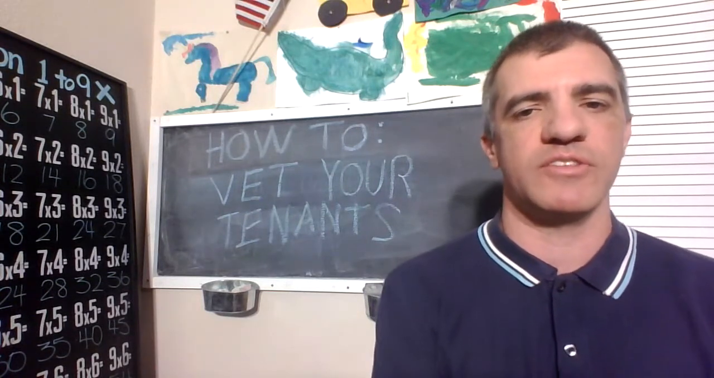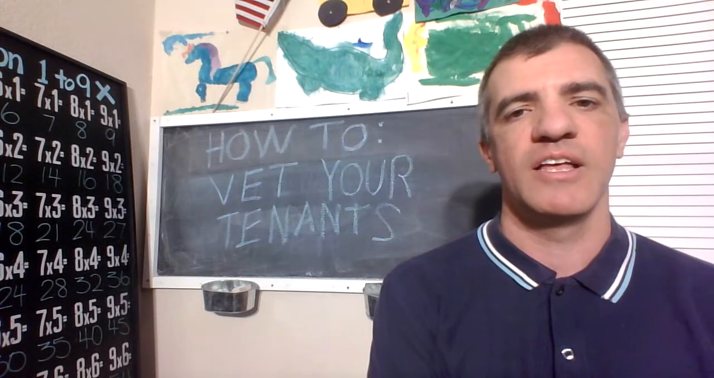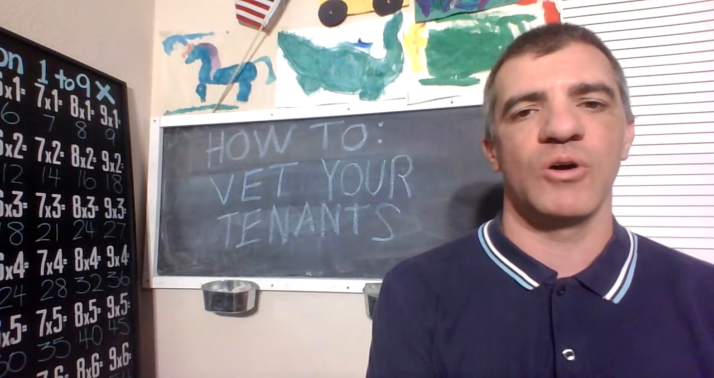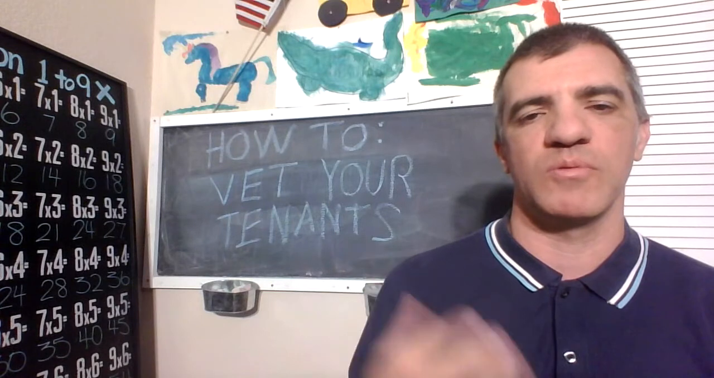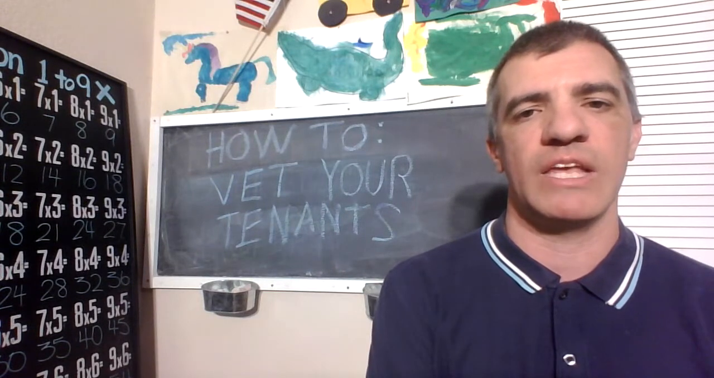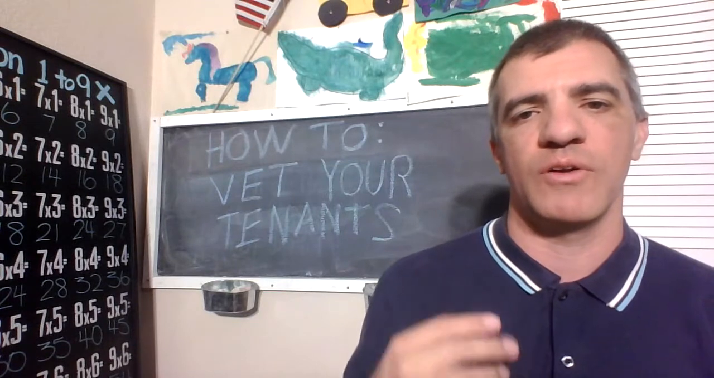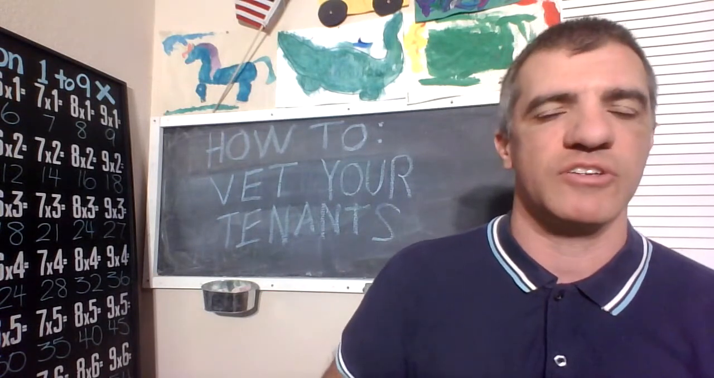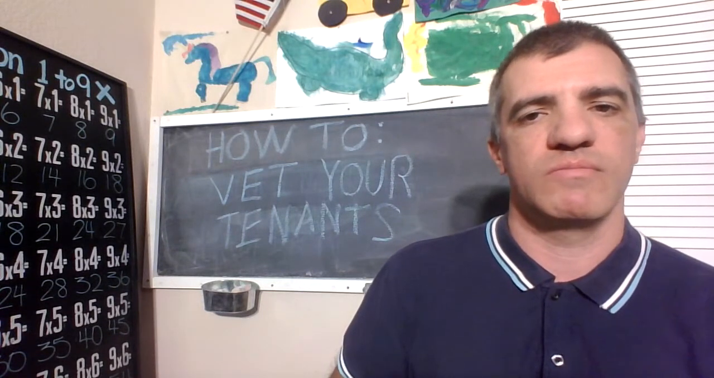Now, I do obviously care about their income, because I want to make sure that they can make their rent payments on time. So I do ask for income documentation. Now, some people will say that you need at least 3 times the rent as their monthly income. And you need to make that determination based on you and what you feel.